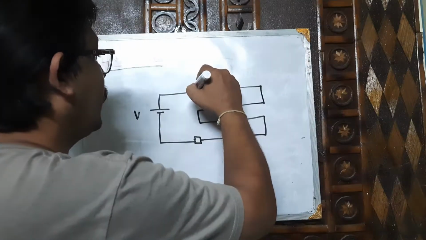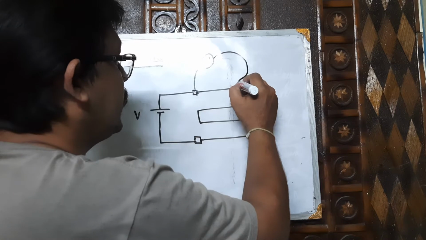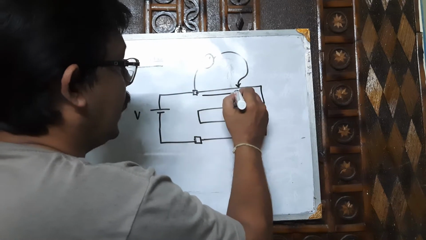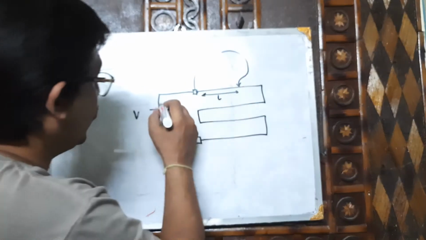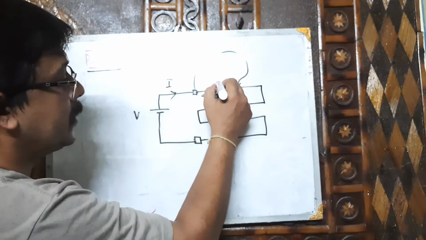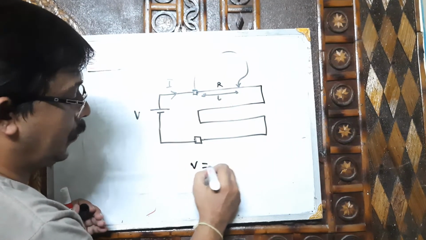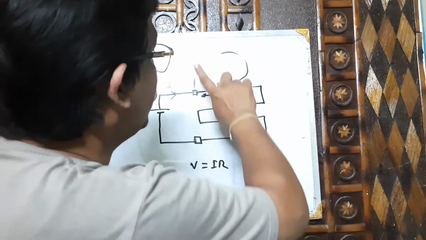Okay, now another voltmeter. Suppose this is a voltmeter. When we connect it here, then over this much length there will be a voltage drop, because due to this battery, current I is passing from positive to negative, and this portion has some resistance, suppose R. So what will be the voltage drop? V equals I into R. So this much voltage will be dropped, and that will be shown in the voltmeter.